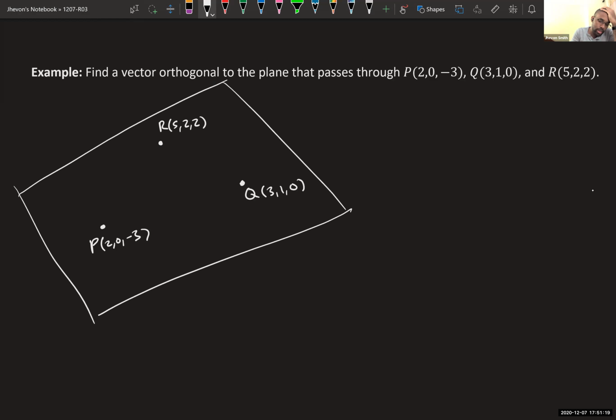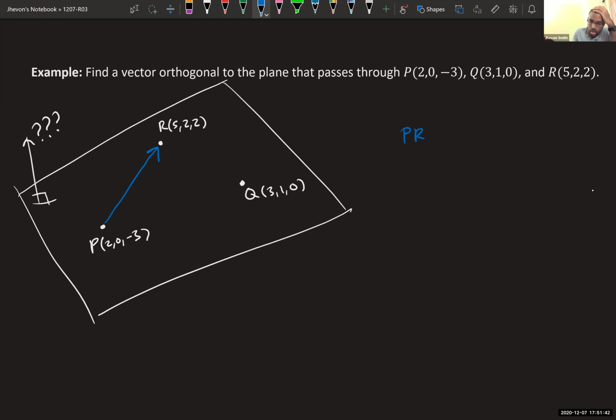And I want to find a vector that is orthogonal to that plane. So how can I pull off what you just said? You could take a vector from one of the points to another, and then from a second point to a third. So like P to R, and then R to Q, and those two vectors would be on that plane.